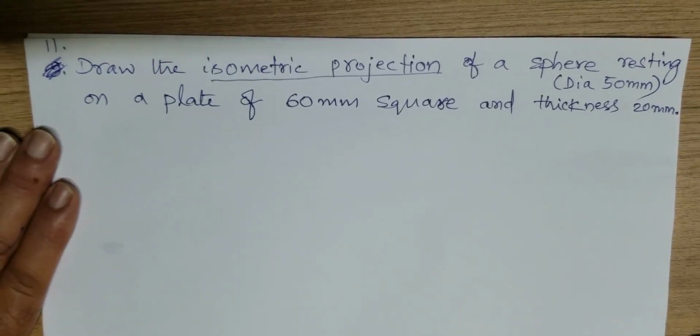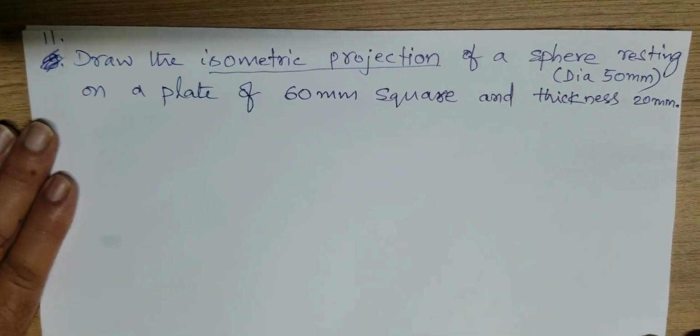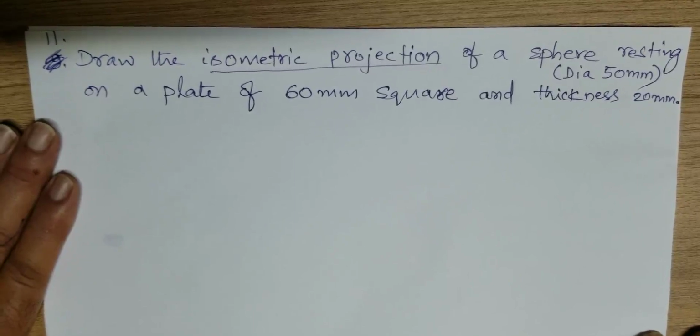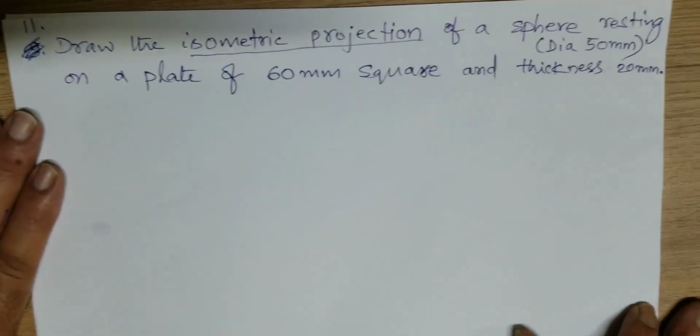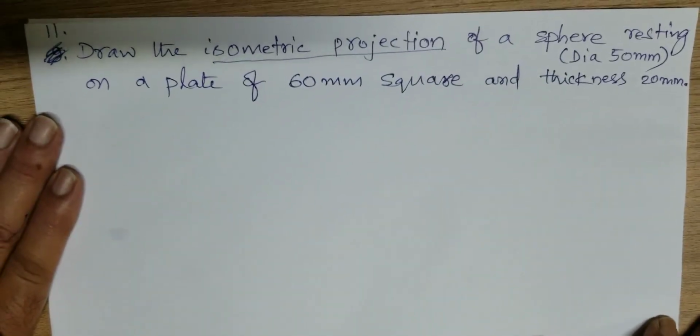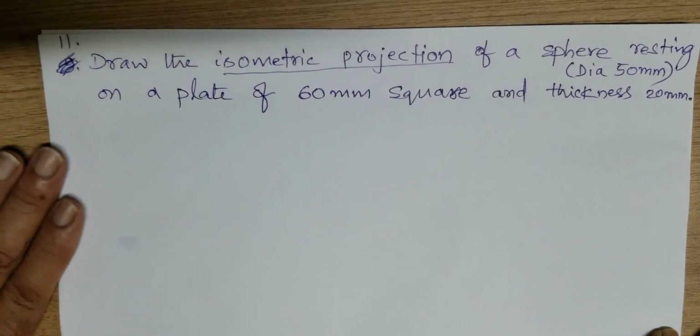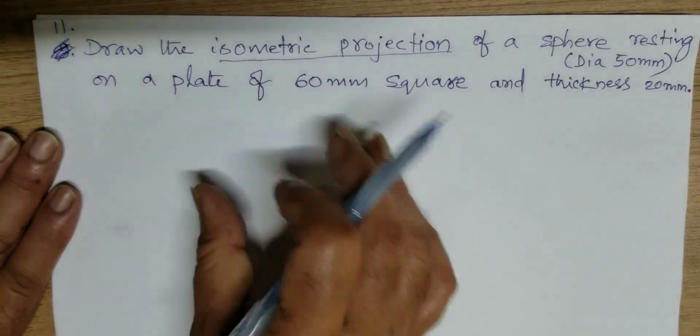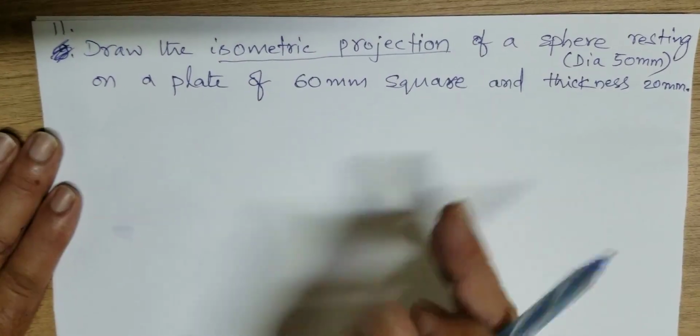So what is isometric projection? The length, breadth and heights are reduced to 0.817 times. That is the only important thing. The angles are the same as in isometric view. That you need to understand. So first we have to draw the orthographic view for this.